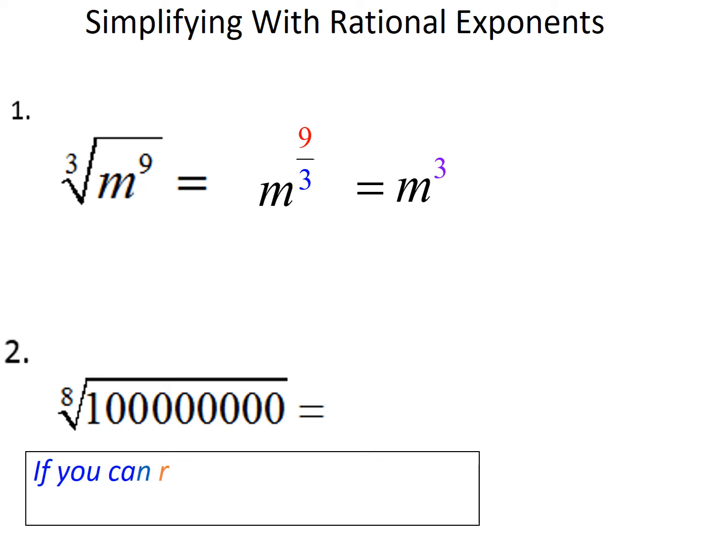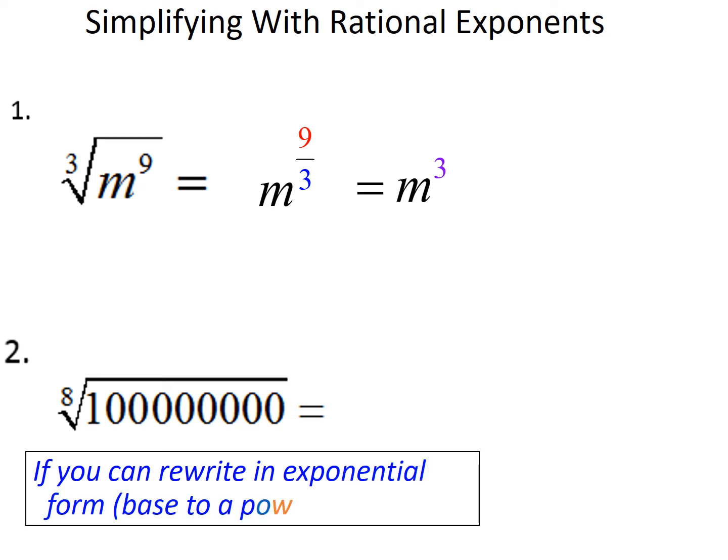Let's take a look at this one. If you can rewrite in exponential form, by all means, you should do it. A base to a power. First, how many zeros do we have here? 8 of them. So let's write this as 10 to the 8th power.